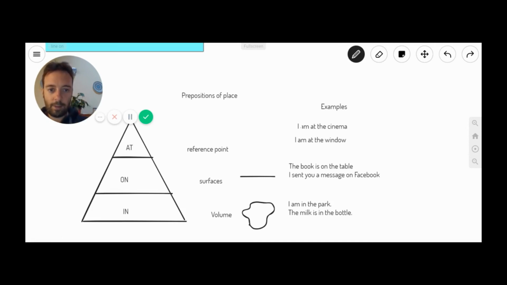So for example, I am at the cinema, or maybe you're standing at the window, so I am at the window. The other person is in the room, but they can't find you. So you say, I am at the window. Or for example, now I am at the table, I am at the computer, talking to you.